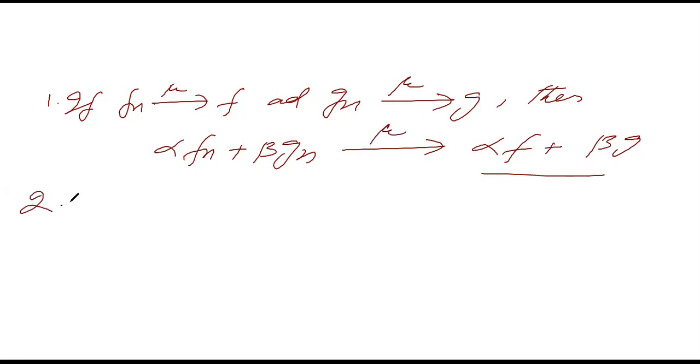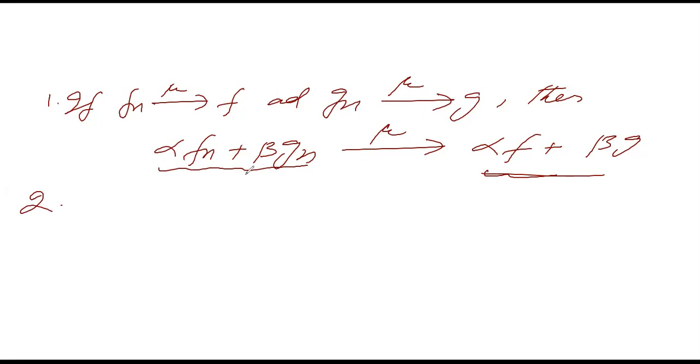And second property, so they are all well defined, convergence in measure, because this is now a sequence of measurable functions. This one is also a measurable function. So this is well defined. This sequence converges to this function in measure mu.